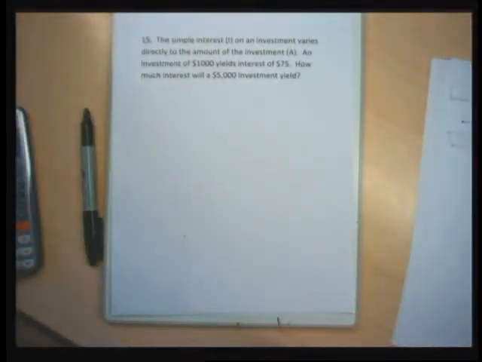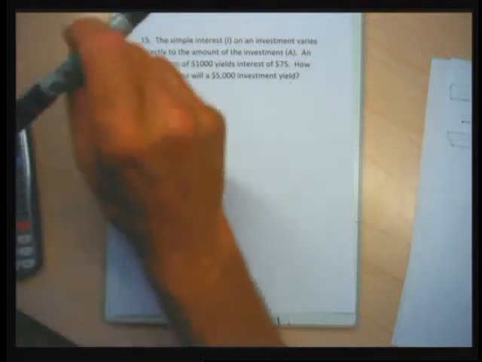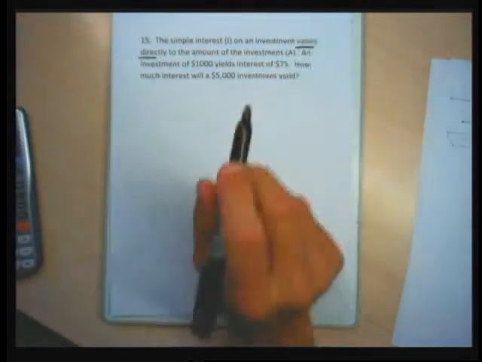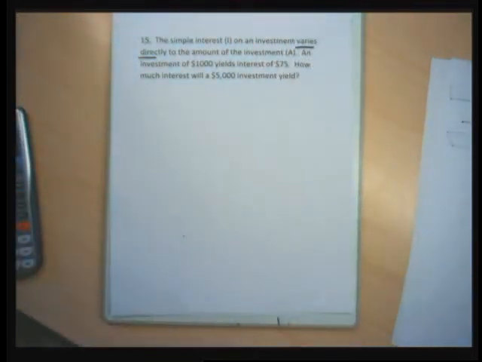15 is the last problem, I believe. It's a 3-step problem. Look at the first sentence. I look for the key word. "Directly" means it's multiplying and only 1 letter after the k.